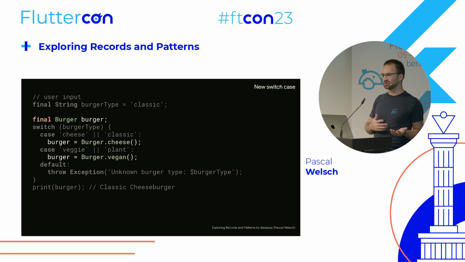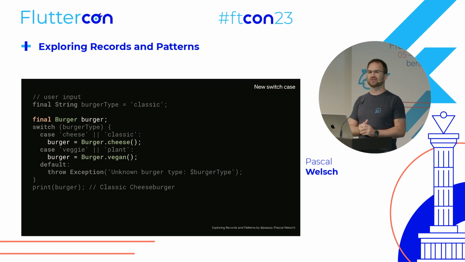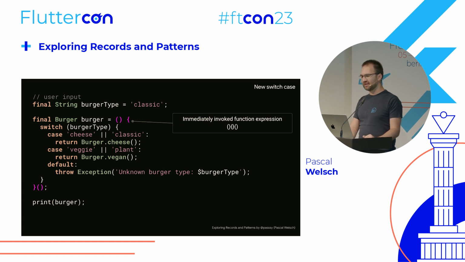assign this value multiple times. You have to write burger all over the place. Pretty annoying. But there's a language feature that we know from the past, which is the immediately invoked function expression. Many people have not seen this, but I use it all over the place. And it's basically an anonymous function that is executed right away and returns a value. And this is why I can use the return statements here, and it assigns it directly to the variable burger, which only exists once now.